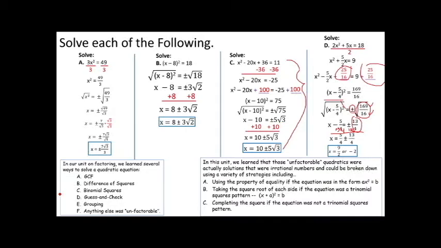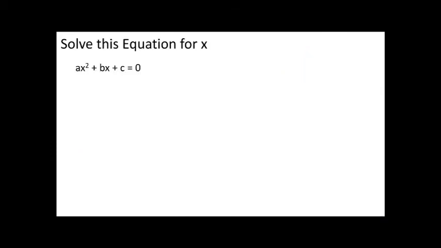That brings me to my final method for solving a quadratic equation. And if you remember the title of this section or the title of this slideshow, that is the quadratic formula. So here's what we're going to do. We're going to take a quadratic equation in standard form. Notice this is the standard form of a quadratic equation that we memorized. Ax squared plus bx plus c equals 0. And we're going to solve this for x.